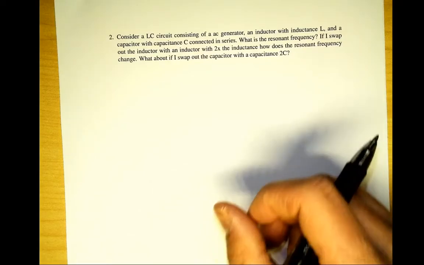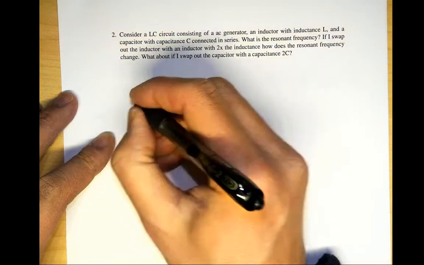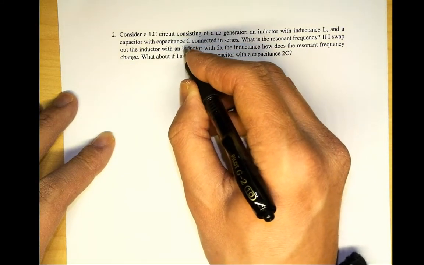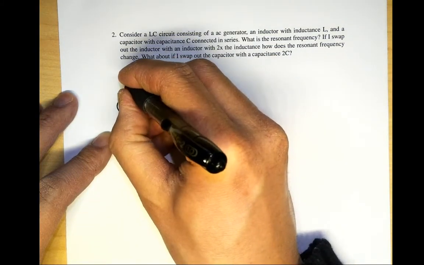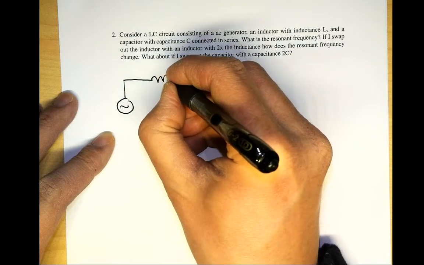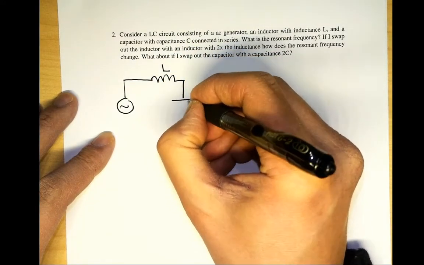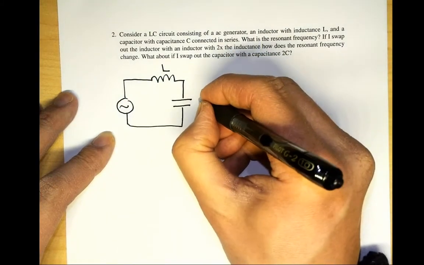Okay, so let's consider this problem. Consider an LC circuit consisting of an AC generator, an inductor with inductance L, and a capacitor with capacitance C. So this is an AC generator. I'm going to plug it into an inductor, which will have inductance L, and I'll plug it next to a capacitor and complete the series like that. Capacitance C.